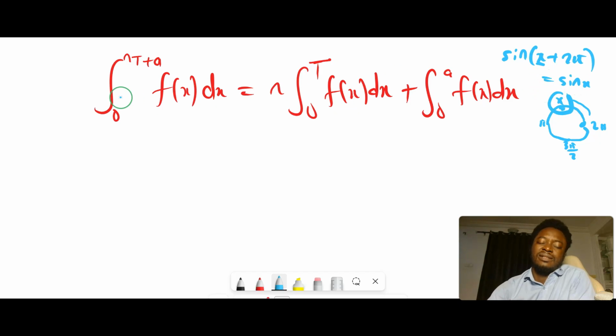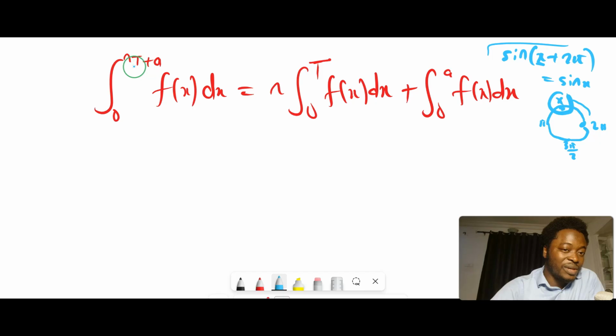Now let's look in detail at this general theorem. When you have an integral where the period is part of the limit of integration, we can break it down into two smaller intervals where one of them features the period. This is a very useful result, and let's see how we can prove it.